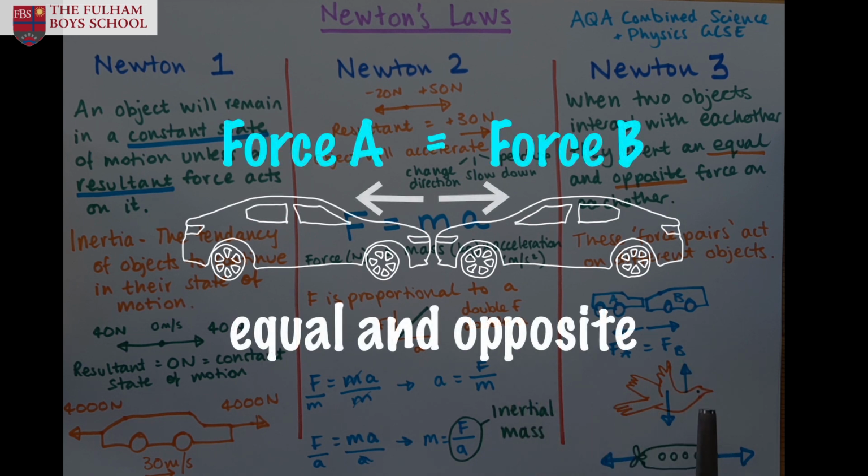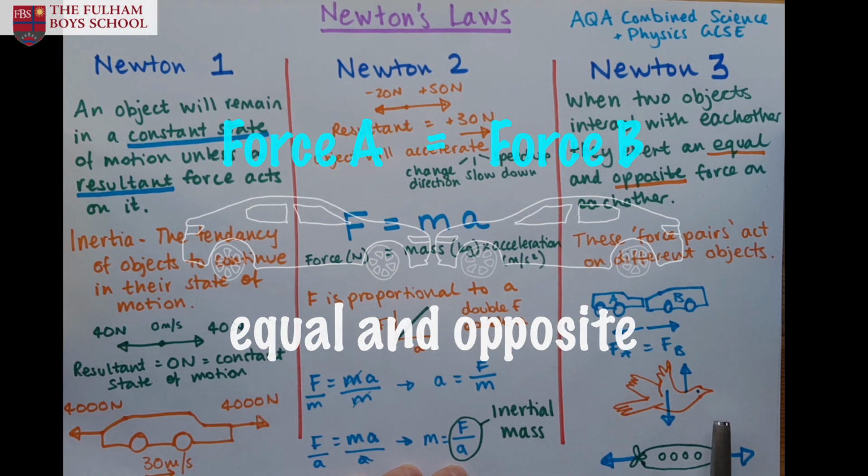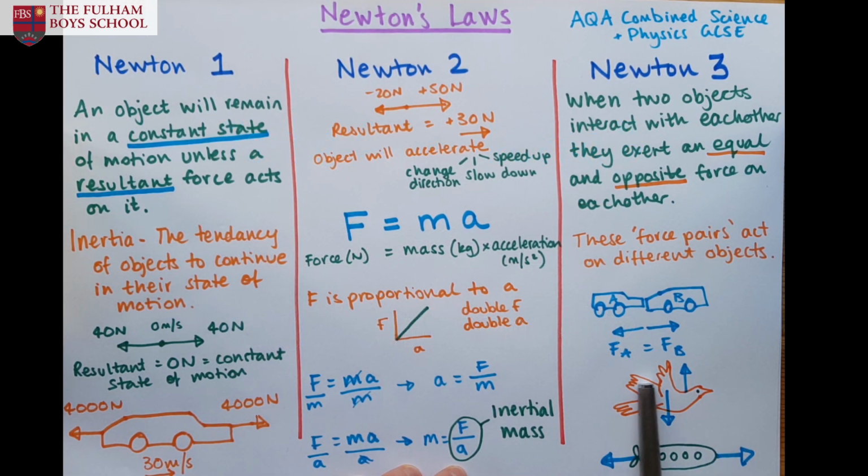An example would be if these two cars were to collide, the force of car A on car B is equal and opposite to the force of car B on car A. Equal and opposite forces. Newton's third law explains how birds can fly. The bird flaps the wings down, that pushes the air down, the force of the bird on the air acting down. The opposite force is the force of the air on the bird, which acts up.